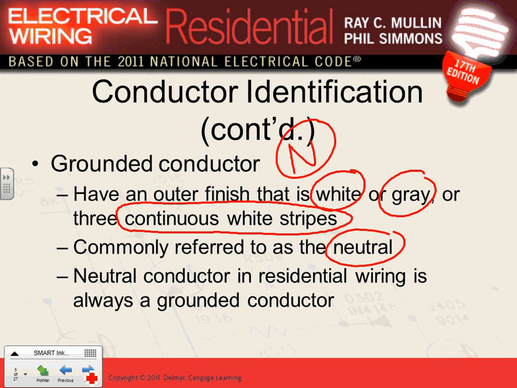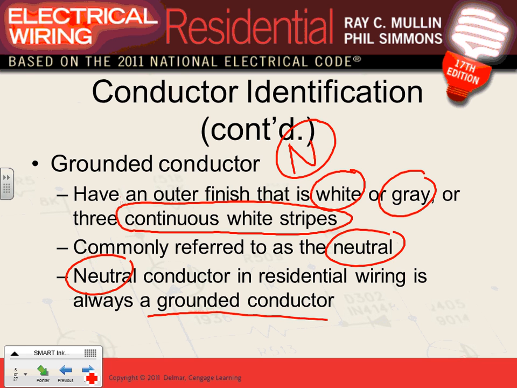And this neutral is always grounded. Every neutral is a grounded conductor, but not the other way around. Every neutral must be grounded, but you can have a grounded conductor that's not a neutral. A good example of this is corner grounded delta. We'll talk about this one, guys, as we go into commercial. Any comments, guys, about the neutral being white or gray or continuous white stripes?